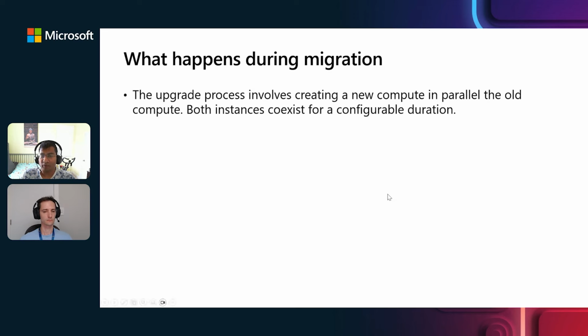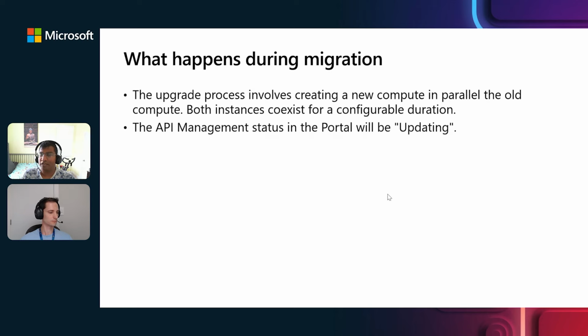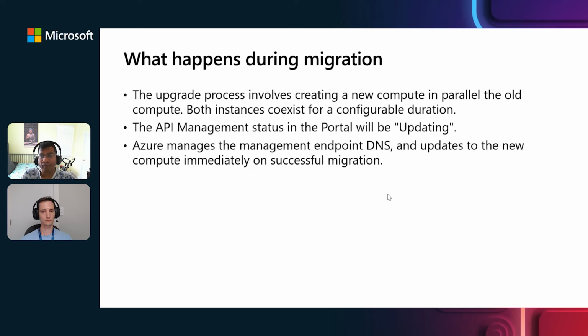Now, once the upgrade process starts, the API management status in the portal will read updating. So the moment you see it is updating, it means that your migration process has started. And there might be scenarios where you might have downtime or you might not have downtime, depending on which option you have selected and which configuration your API management is currently using.